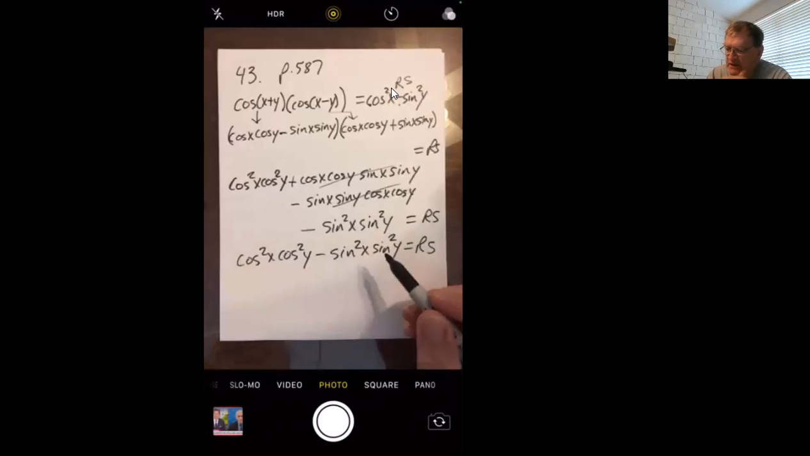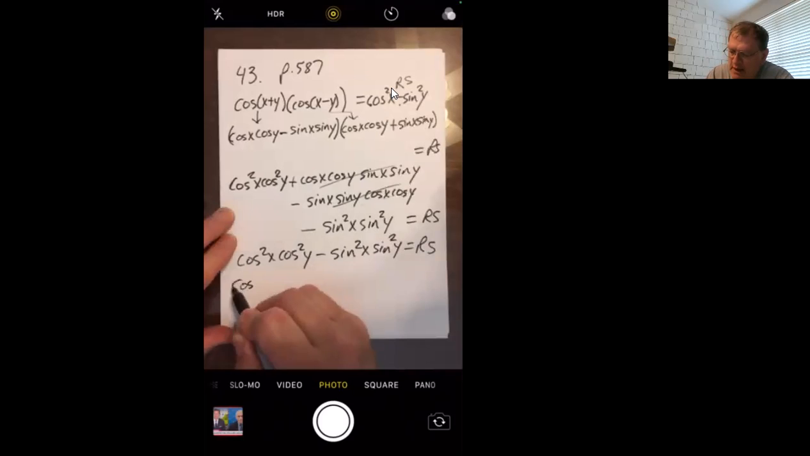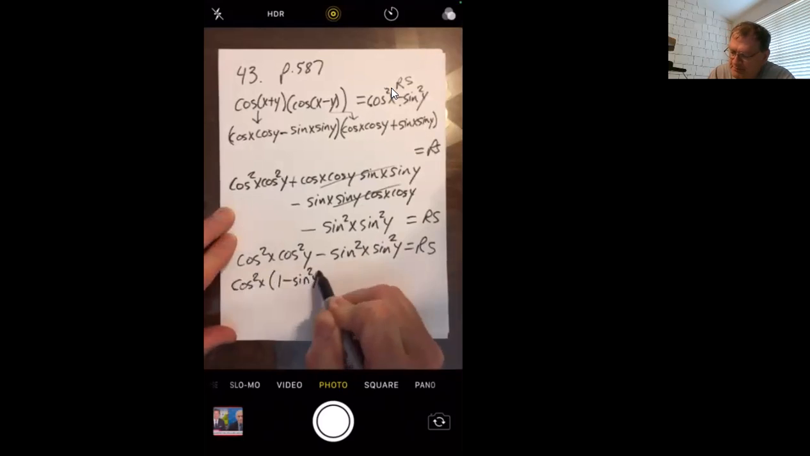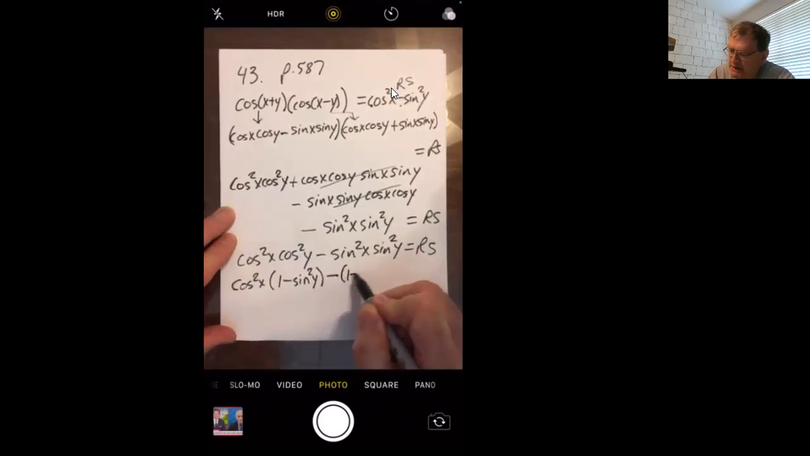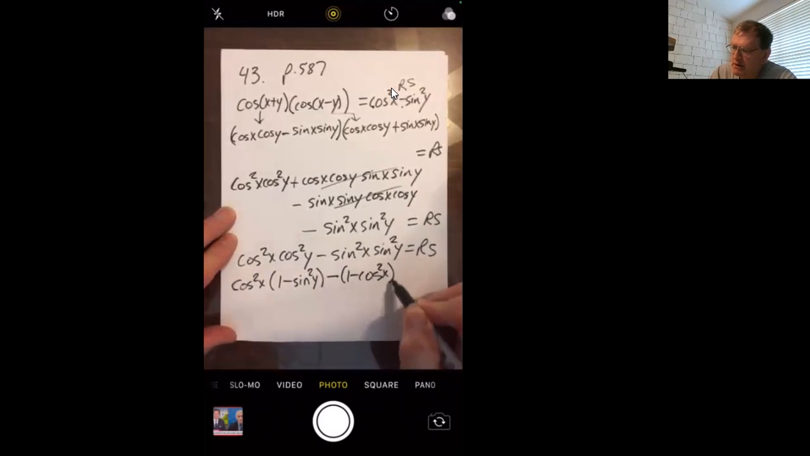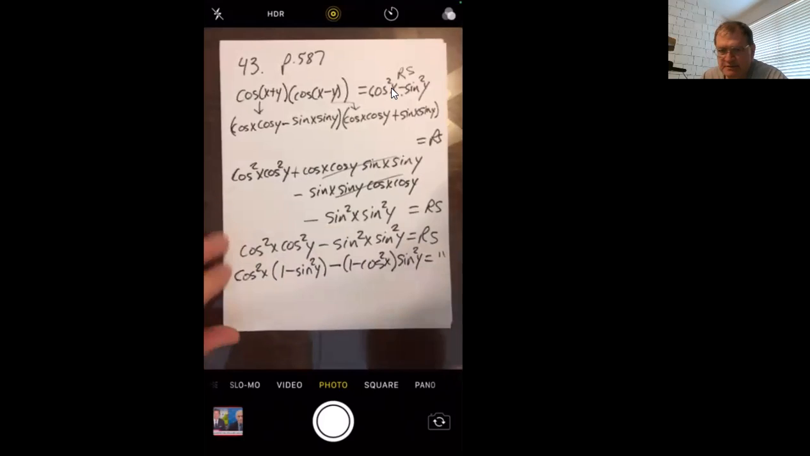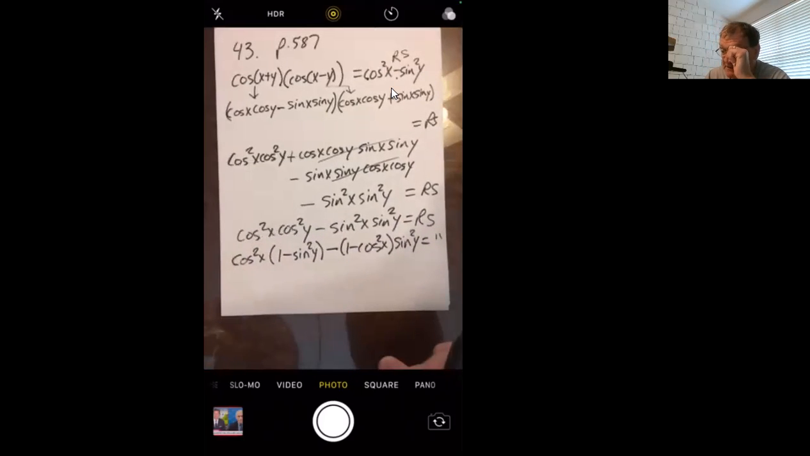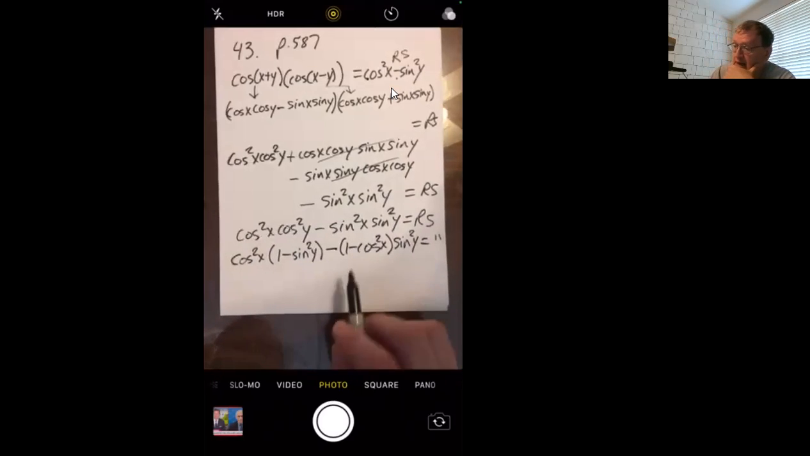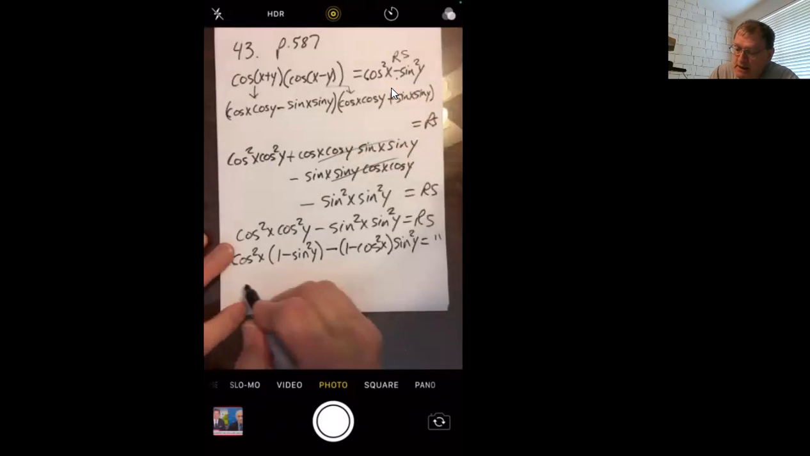And the only way I can really think to do that, leave this cosine squared x, write that as 1 minus sine squared y. Minus, now you got to get rid of the sine squared x, and that's 1 minus cosine squared x times sine squared y. Again, just practice. I had to pause the recording and think about it, how to go further. So this is the only thing I can think of to do. And now we got to distribute here, distribute this. And I hope our terms will cancel out and finally give us that.